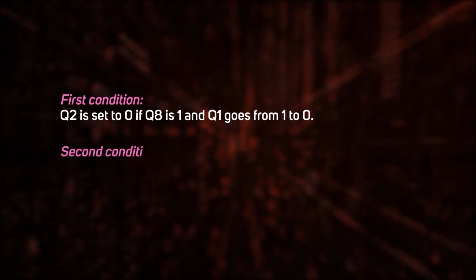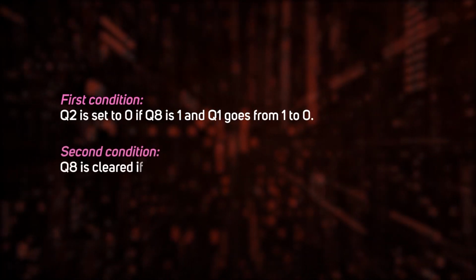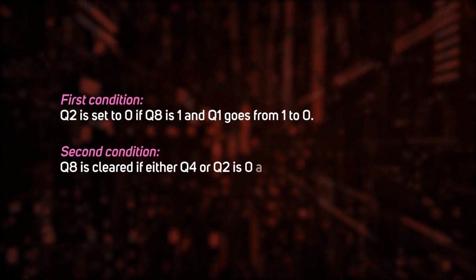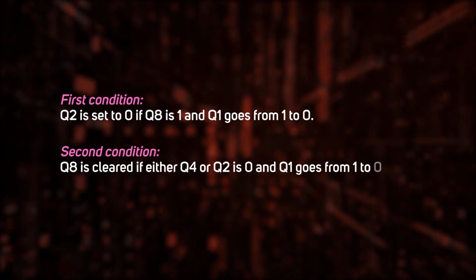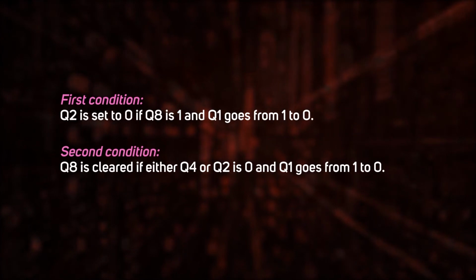Now, you need to define the logic to reset the counter. For that, you need to follow 2 more conditions. The first one, Q2 is set to 0 if Q8 is 1 and Q1 goes from 1 to 0. Second one, Q8 is cleared if either Q4 or Q2 is 0 and Q1 goes from 1 to 0.